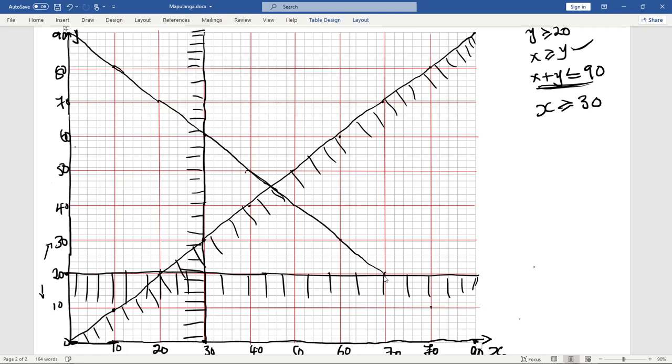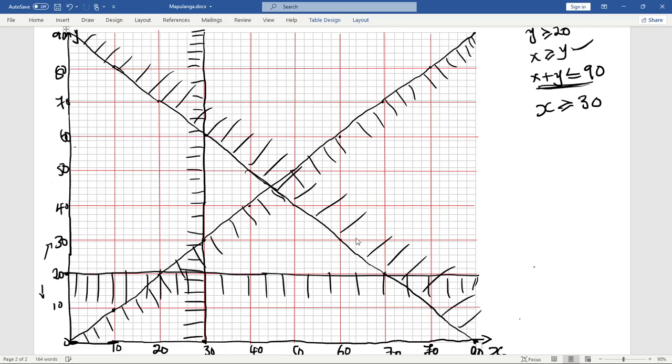So remember to use a ruler. For me, I can't use a ruler with the device that I'm using here. Okay, so less than or equal to, we're talking about the region that is below here, so that means we shade the unwanted region which is on top this side here. Like this here.